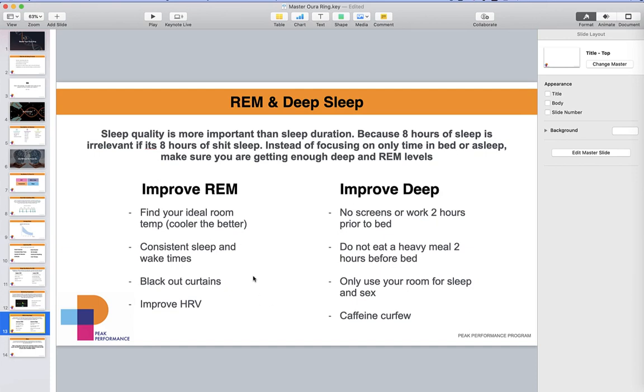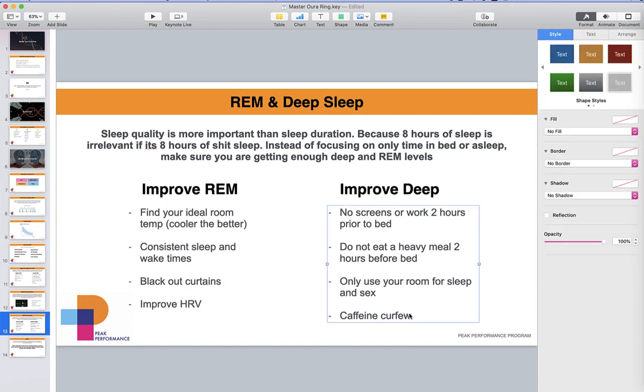And then also, improving REM is improving your HRV. And then if you want to improve your deep sleep, what I recommend is no screens or work 2 hours prior to bed. And do not eat a heavy meal 2 hours before bed. Only use your room for sex and sleep. So no work, no watching scary movies, reading is fine, but it has to be things that calm your mind, not excite it. And then also having a caffeine curfew.